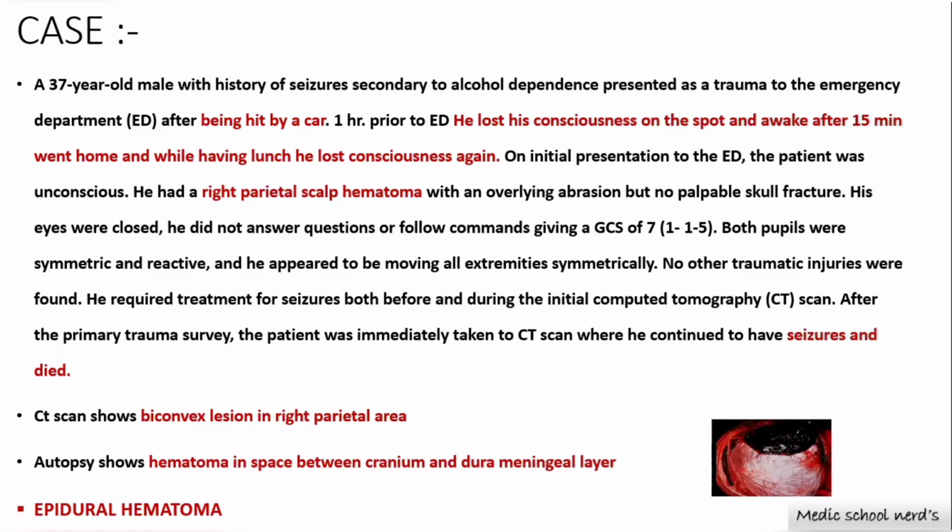The CT scan, as I mentioned in the diagnostics, shows a biconvex lesion in the right parietal area. A crescent shape is for the subdural, which looks like a banana, but the biconvex lesion mostly looks like a lemon shape, which does not cross the suture lines. The autopsy shows the hematoma in between the cranium and the dura meningeal layer. So the diagnosis of our patient is epidural hematoma.